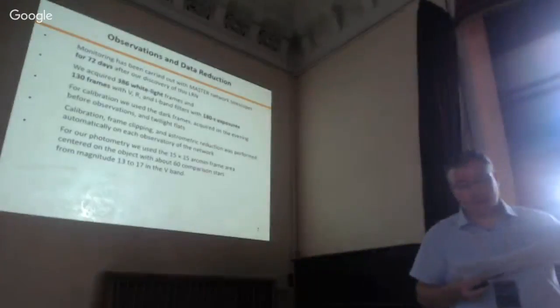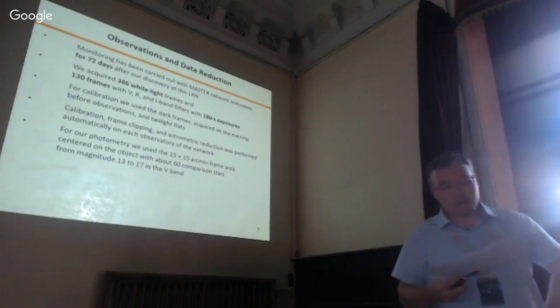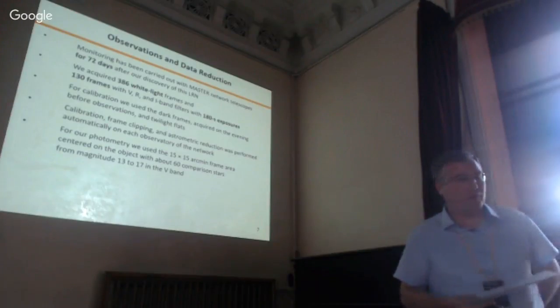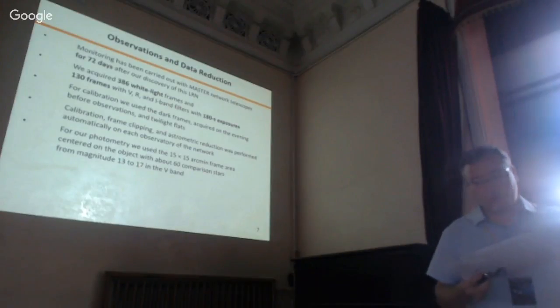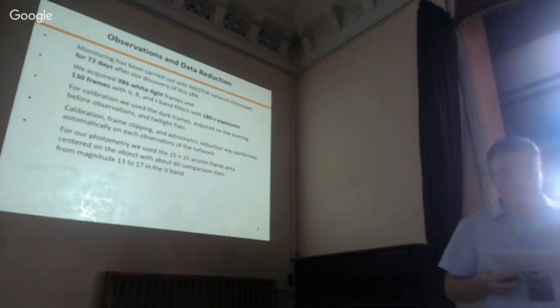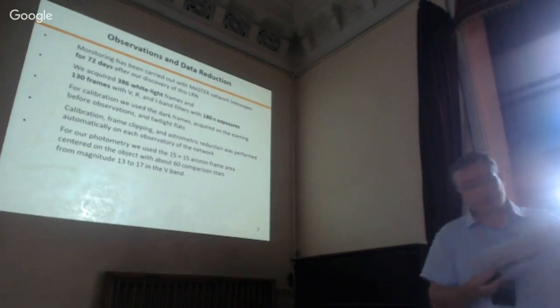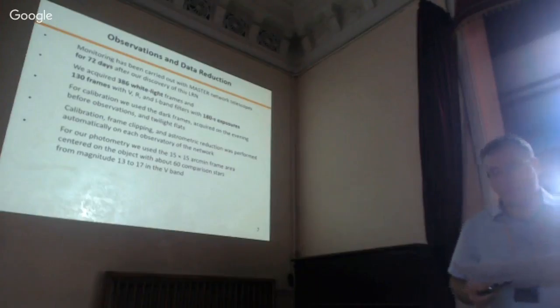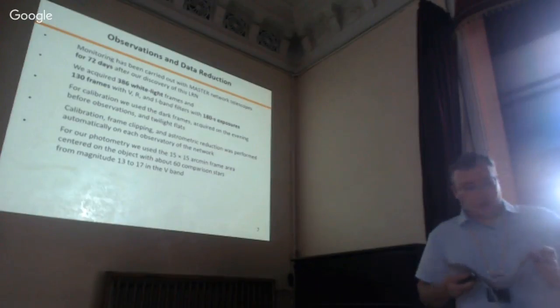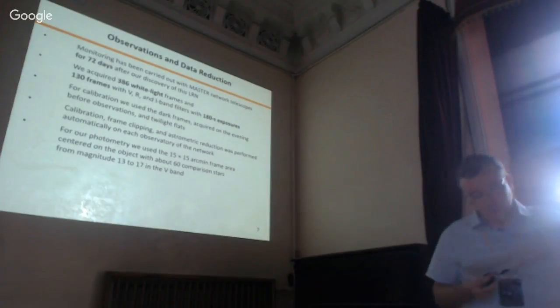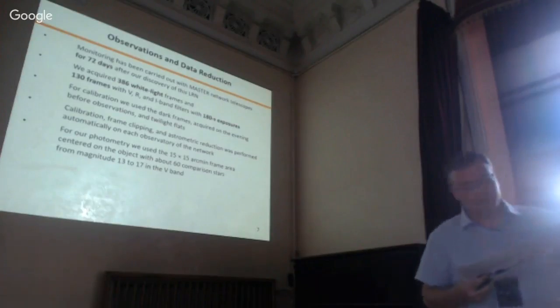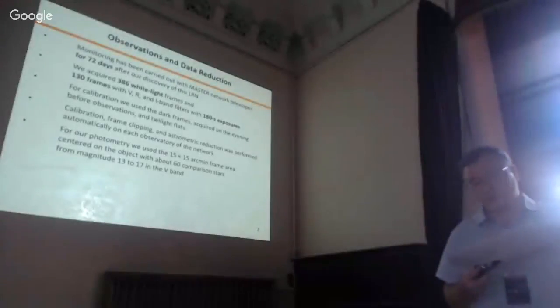For calibration, we used dark frames acquired in the evening before observation and twilight flats. It's worth noting that calibration, frame clipping and astrometric reduction were performed totally automatically in each observatory. For our photometry, we used a 15 arcmin frame area centered on the object with about 60 comparison stars from magnitude 13 to 17 in V band. We used the IPF package for performing photometry with optimal criteria for each frame. For the resulting instrumental magnitudes to the standard system, we used 56 nearby stars from the UCAC4 catalog.